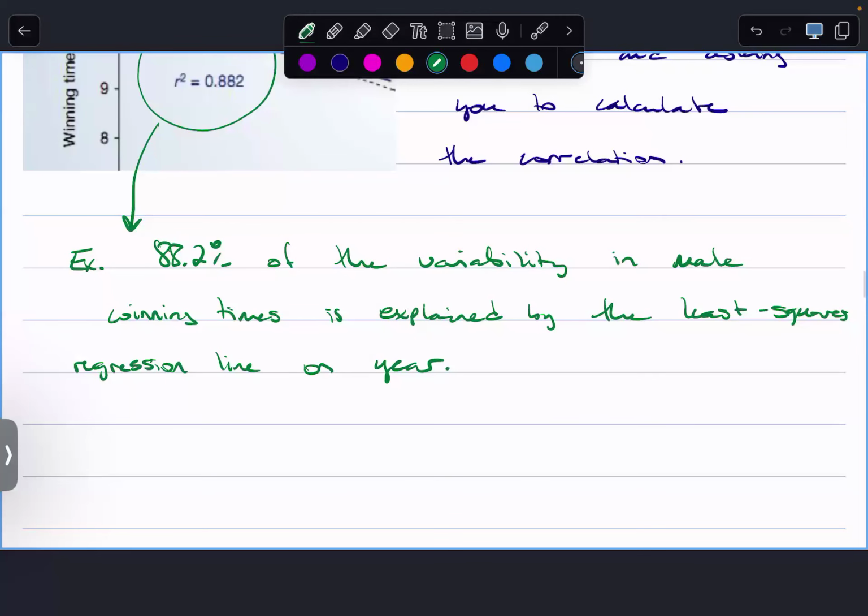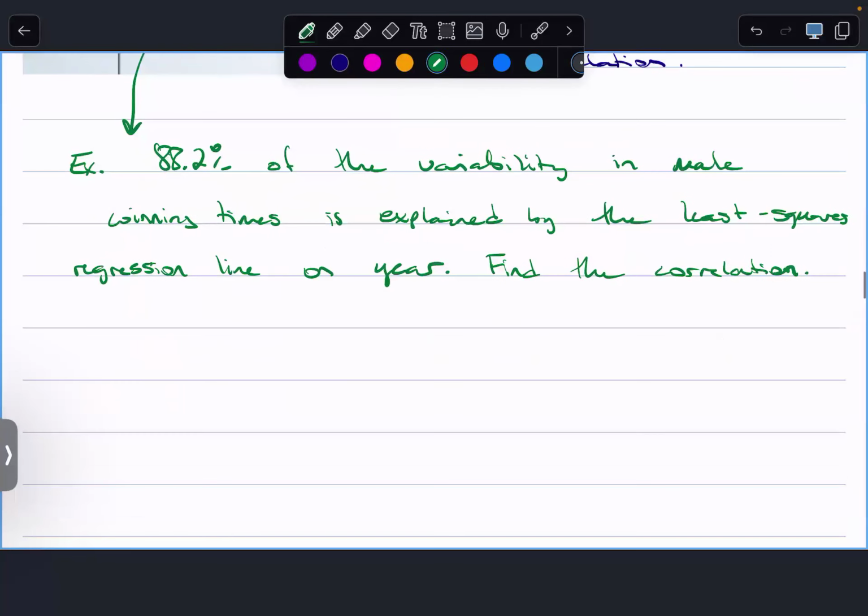So find the correlation, or calculate the correlation. Whenever we do math, R squared is 0.882. I'll make a note here: need to convert the percentage to a proportion. We're used to that at this point. We report percentages because our brains do really well with percentages, but for the math aspect, we usually convert to a proportion.